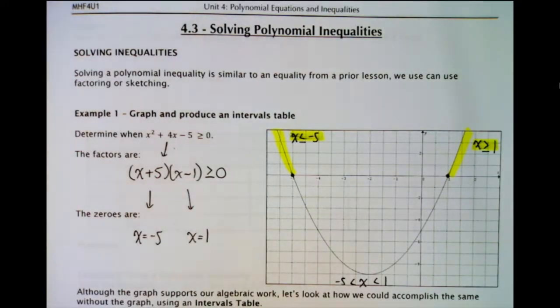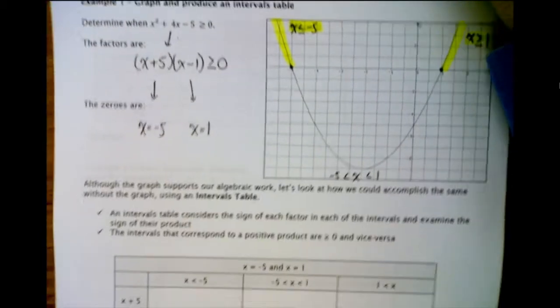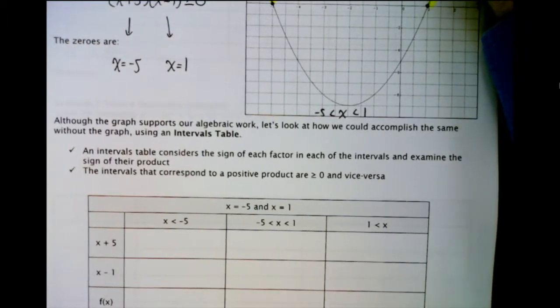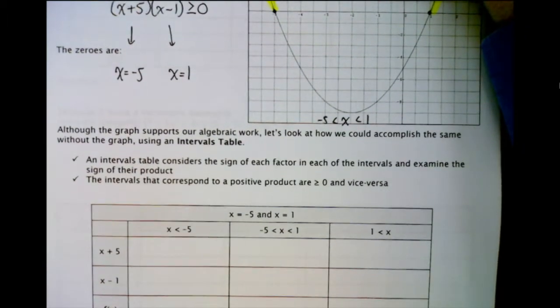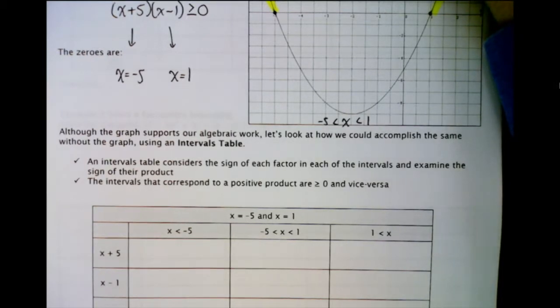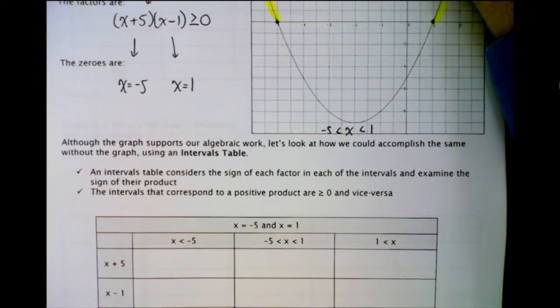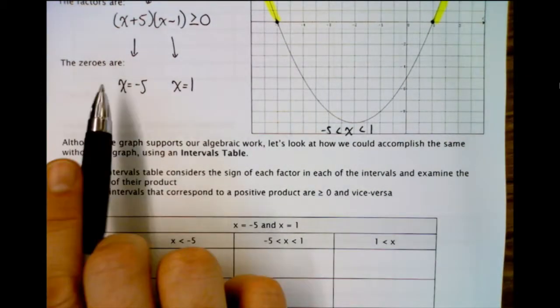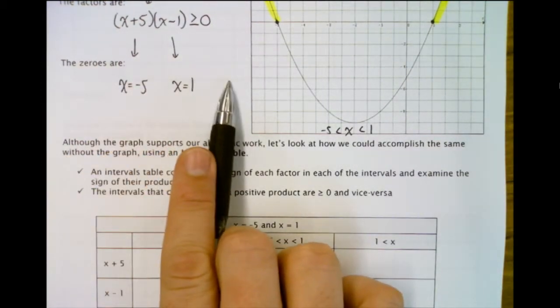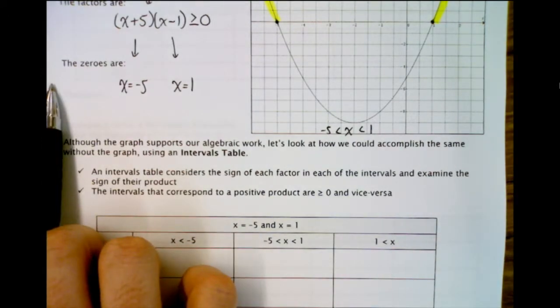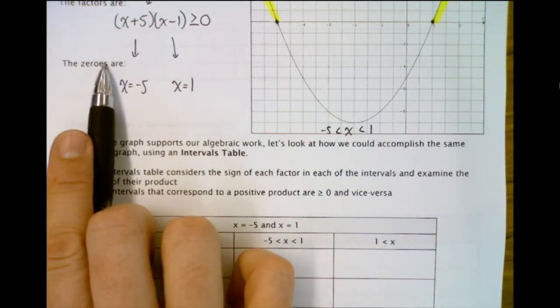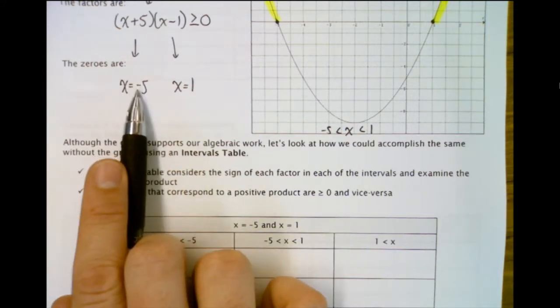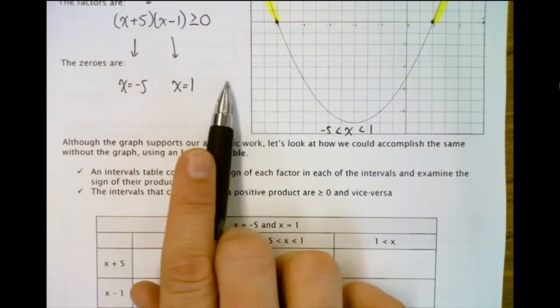A way that you can organize your answer is in something called an interval table. So although the graph supports your algebraic work, let's look at a way that you can organize your answer, and an interval table does that. It says an interval table considers the sign of each factor in each of the intervals and examines the sign of their product, which sounds confusing, but basically you're testing values around the x-intercepts. Because we know to the left of negative 5, we have to be either above the x-axis or below the x-axis because we cross at negative 5. Same for between and after.